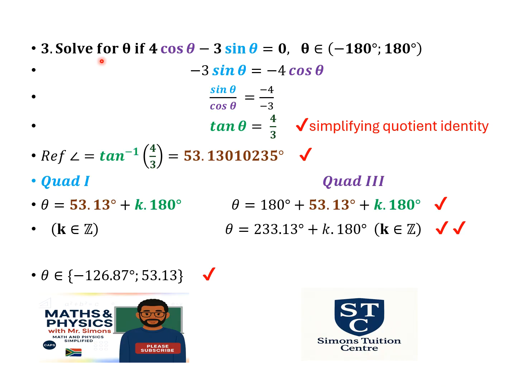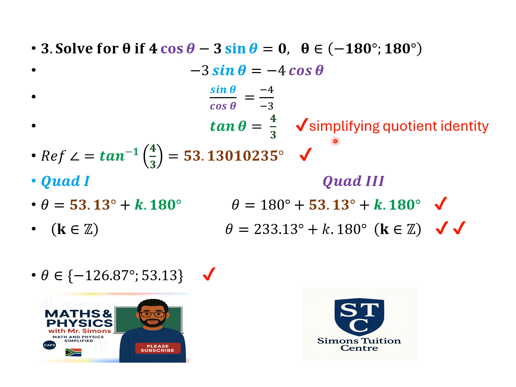Now, question 3, solve for theta if 4 cos theta minus 3 sin theta equals 0. And yeah, our restriction is from minus 180 to 180. Right, so I leave minus 3 sin theta on the left hand side, and if I take 4 cos theta over, it becomes negative 4 cos theta. If I divide by cos theta both sides, this becomes sin theta over cos theta. And here if I divide by negative 3 on both sides, I have minus 4 over negative 3. So tan theta equals 4 over 3.